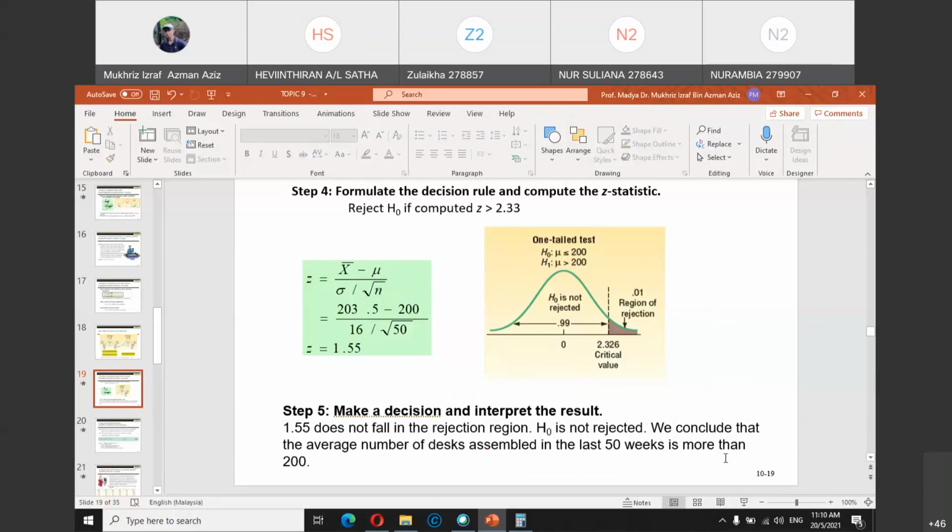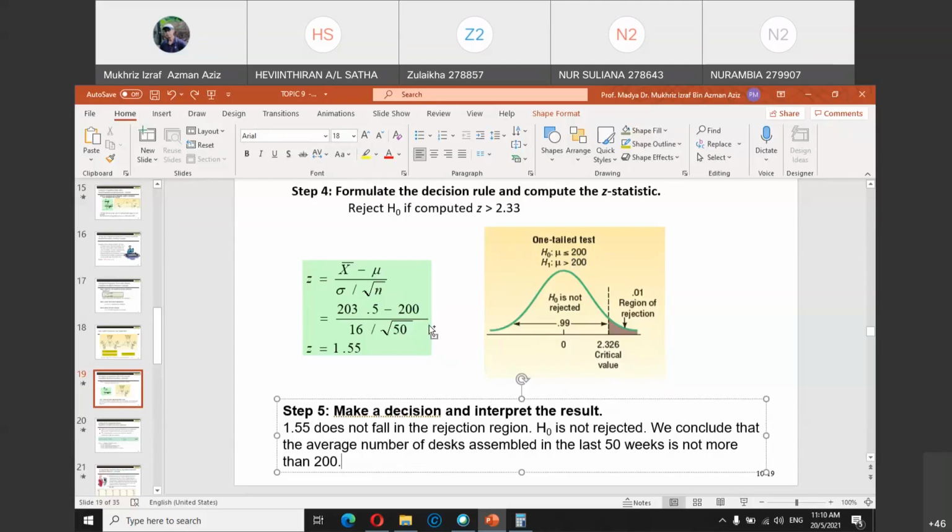If you do not reject, we conclude that the population mean is not more than 200. If you reject, just remove the word not: we conclude that the mean is more than 200, meaning you are supporting your H1. If you reject H0, you are supporting H1. H1 means the mean is more than 200. So that is basically what you need to know.